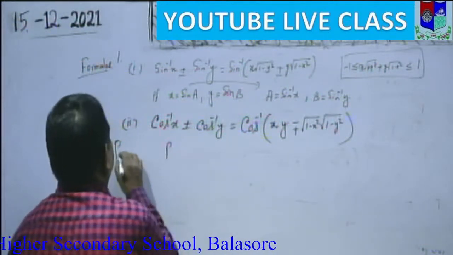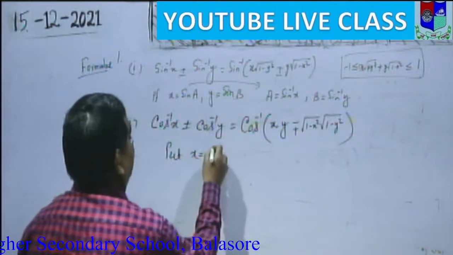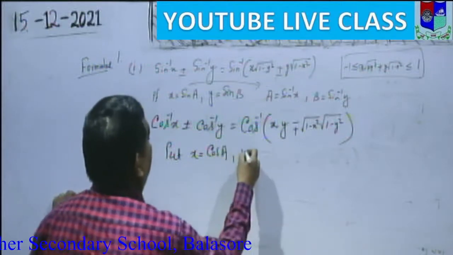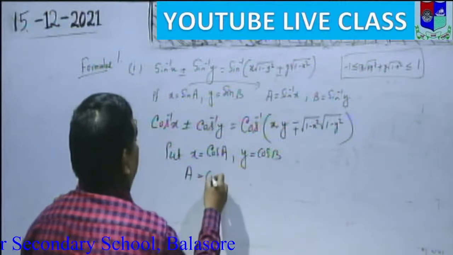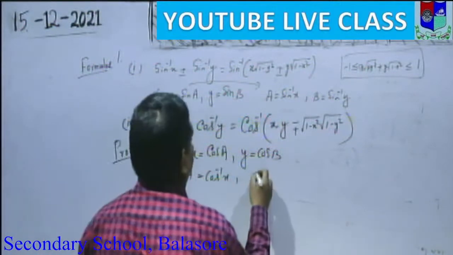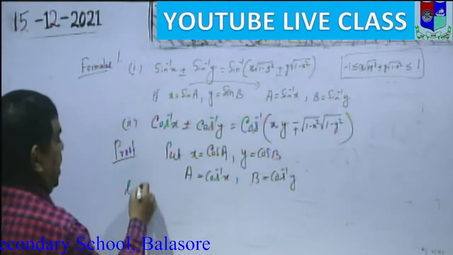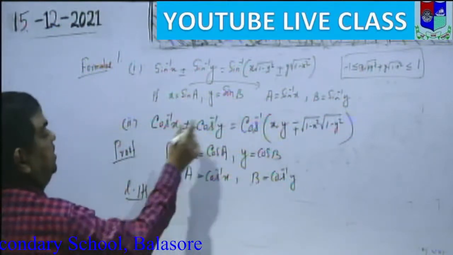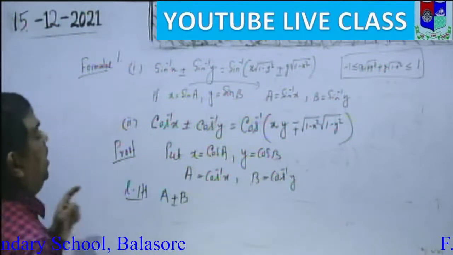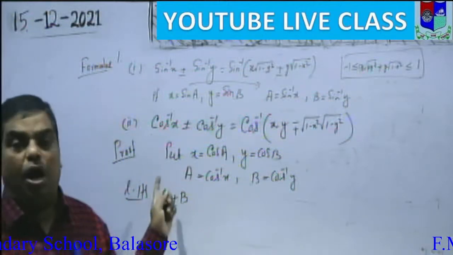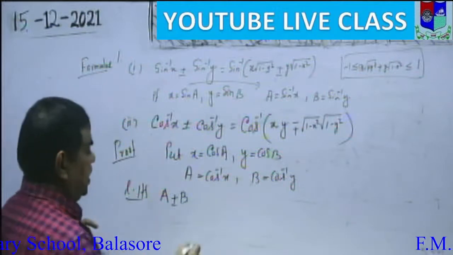Now the proof. Let us put x is equal to cos A, y is equal to cos B, so A is equal to cos inverse x, B is equal to cos inverse y. Your left hand side is A plus minus B. If it is plus, then we will have plus. If it is minus, then we will have minus. This is your left hand side.